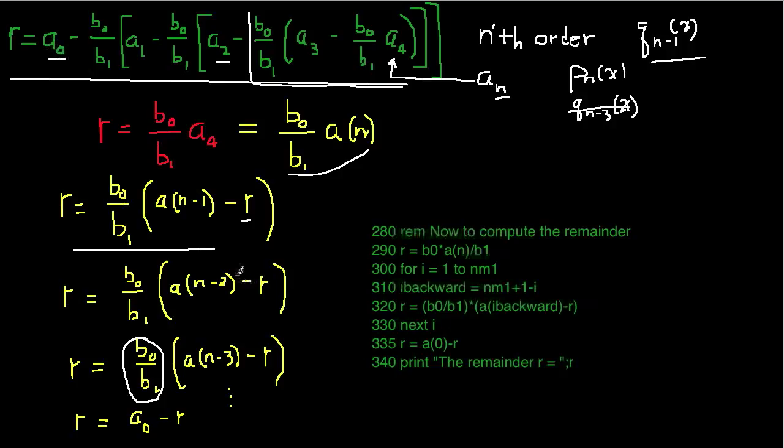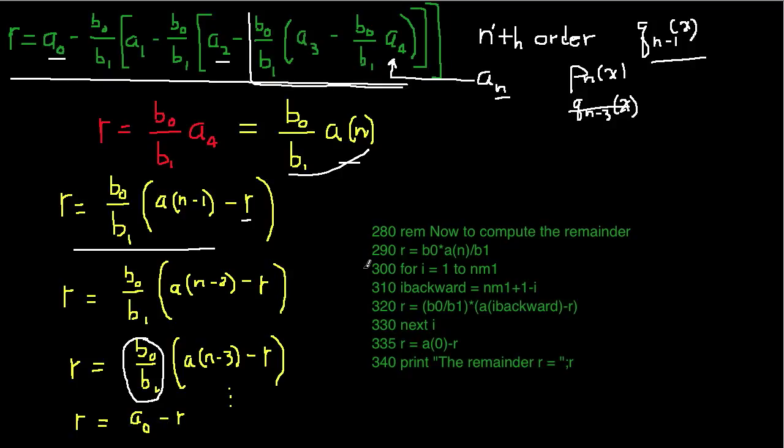So we want to write our program so that it first computes this estimate for r, then goes through a for loop to do all these, and then after the for loop is over, we compute this. And this is exactly what this set of basic programming statements does. Notice I begin with a remark, now to compute the remainder. So I find my first estimate for R, which is this term right in here. It's B0 times AN divided by B1. So that's my first estimate for R.